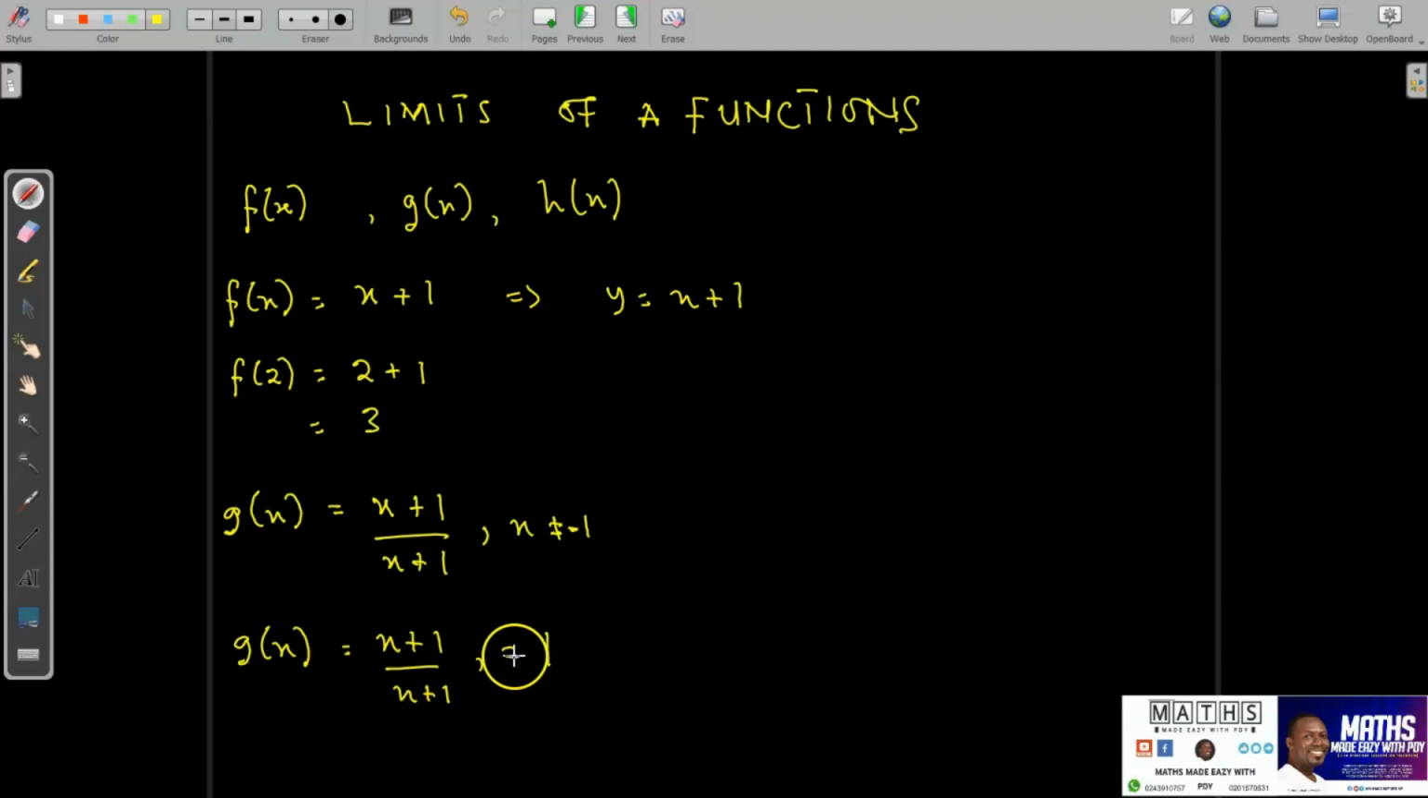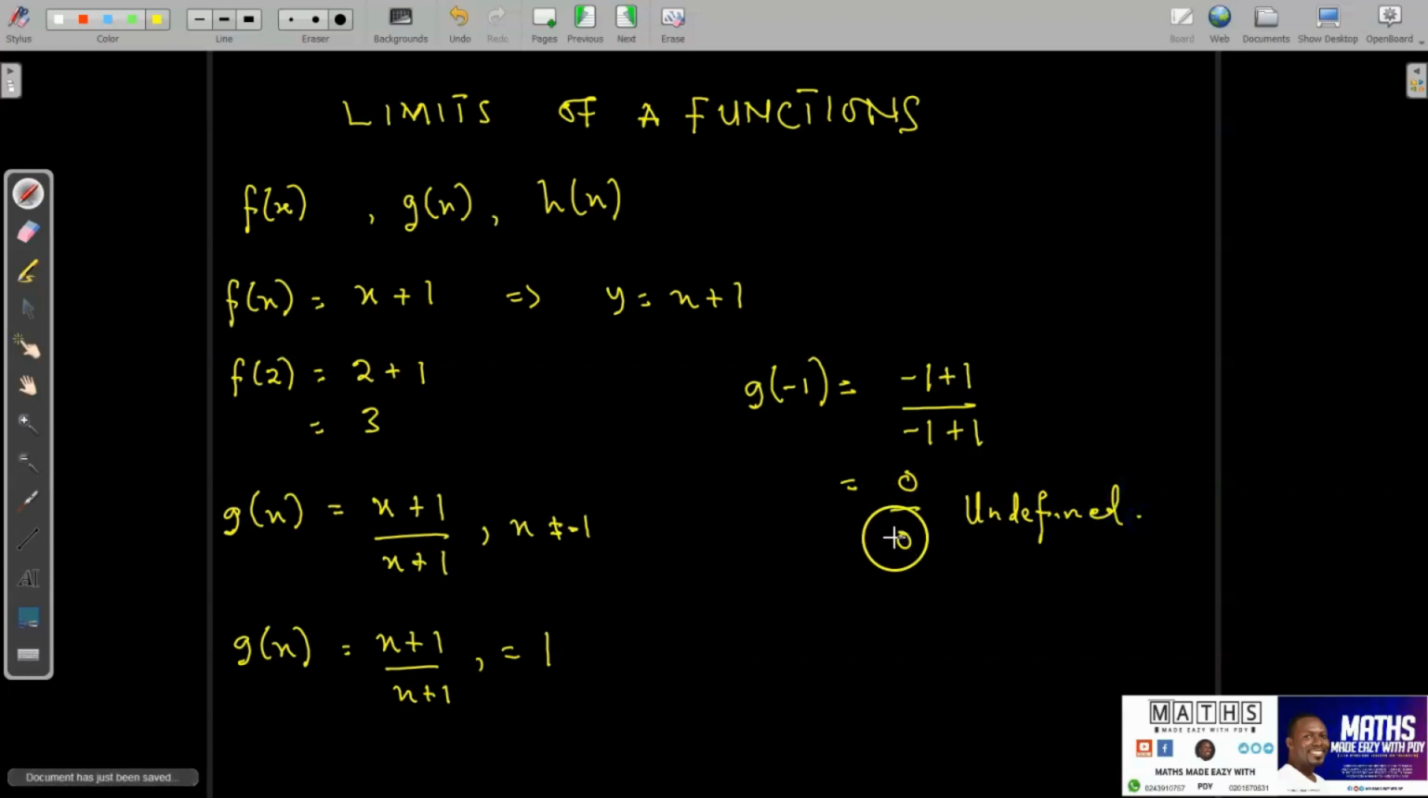So g of x equal to x plus 1 all over x plus 1, it's not always the case that it's going to be 1, because in a situation whereby I substitute, or I want to find g of -1, you realize that I'm going to obtain -1 plus 1 all over -1 plus 1. Now, -1 plus 1 gives us an answer of 0 divided by 0. Now, 0 over 0, ideally, what's the value? Undefined. It is undefined. So, meaning the value does not exist.